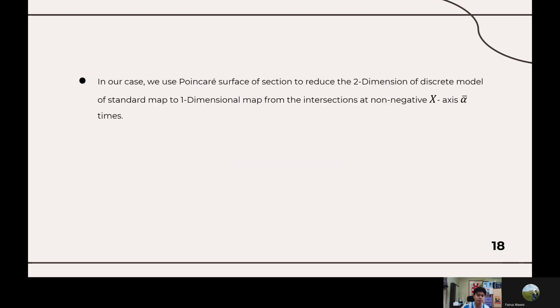In our case, since our standard map is in 2-dimensional space, we will reduce it to a 1-dimensional map, which we will see from the intersection at the non-negative x-axis, where the point intersects alpha bar times.